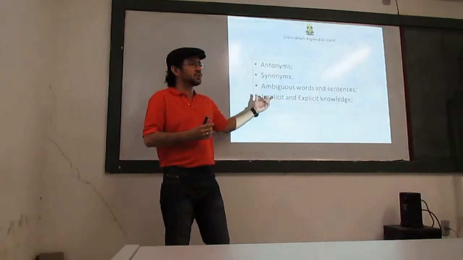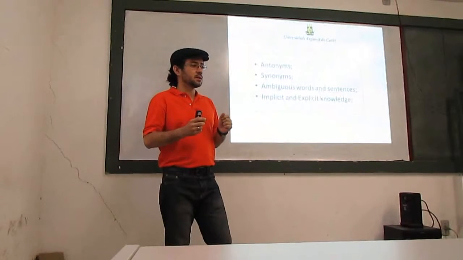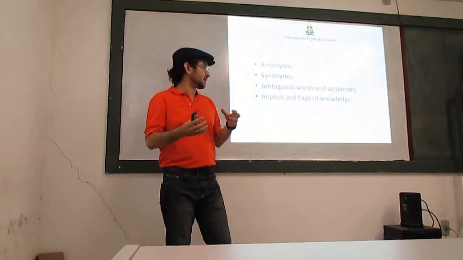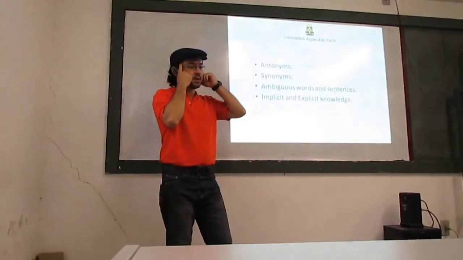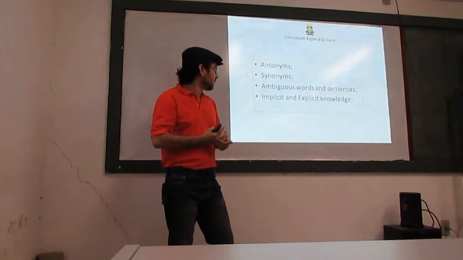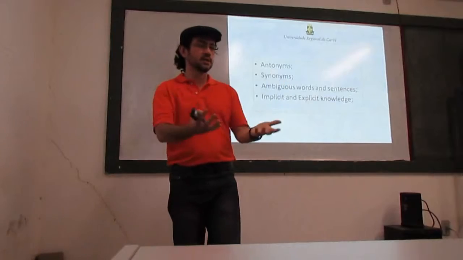And implicit and explicit knowledge. Implicit is related to a universal grammar, something innate from us. Okay, our implicit knowledge about grammar in general. And explicit is everything we write or we learn in the experience.